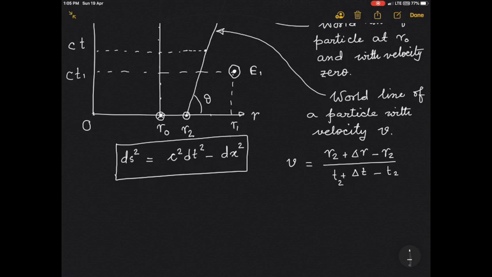Now, for our example, the particle is at r2 when t2 is 0. So this is r2 plus delta r minus r2 by delta t, right? So if I divide both sides by c, I get v by c equals to this.